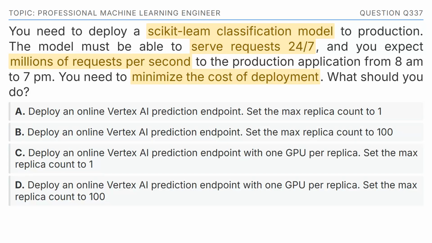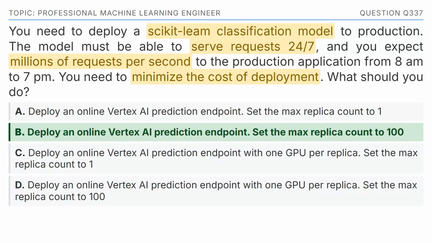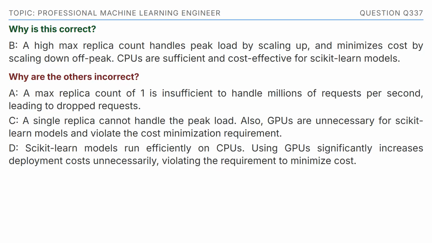To arrive at the correct answer, we focus on the keywords: scikit-learn classification model, serve requests 24/7, millions of requests per second, minimize the cost of deployment. The correct answer is option B, deploy an online Vertex AI prediction endpoint. Set the max replica count to 100. Why is this correct? B. A high max replica count handles peak load by scaling up, and minimizes cost by scaling down off-peak. CPUs are sufficient and cost-effective for scikit-learn models.